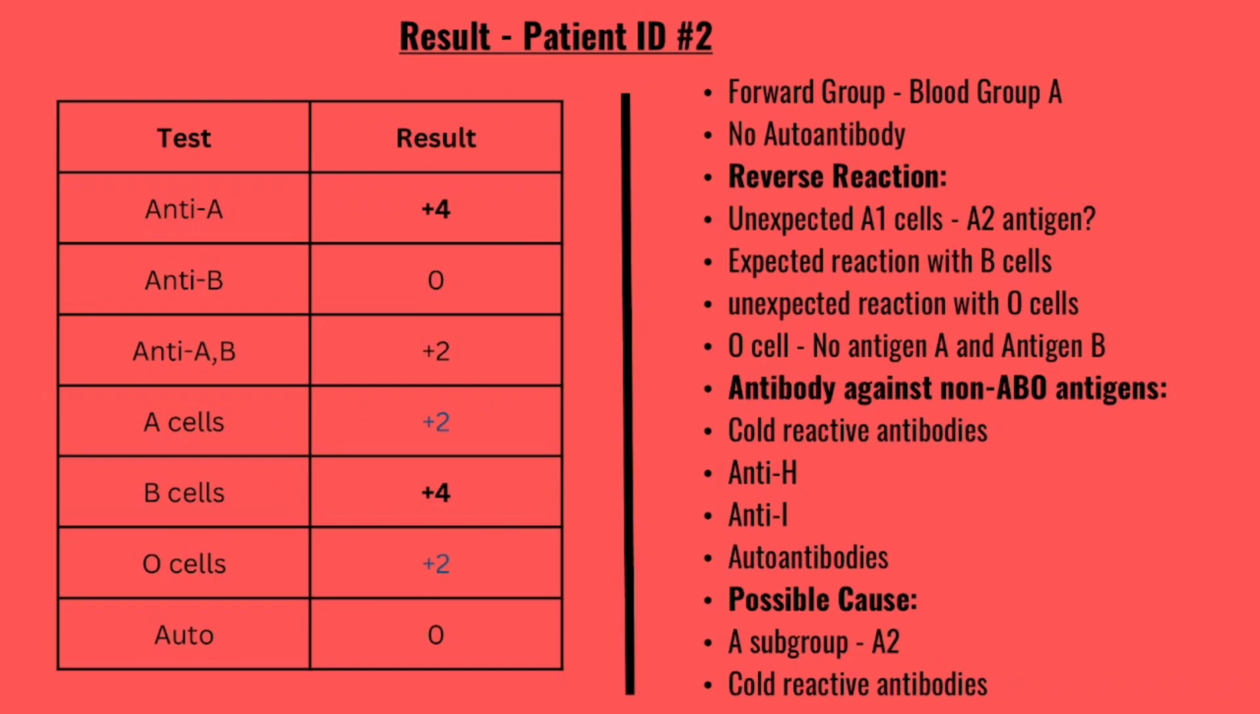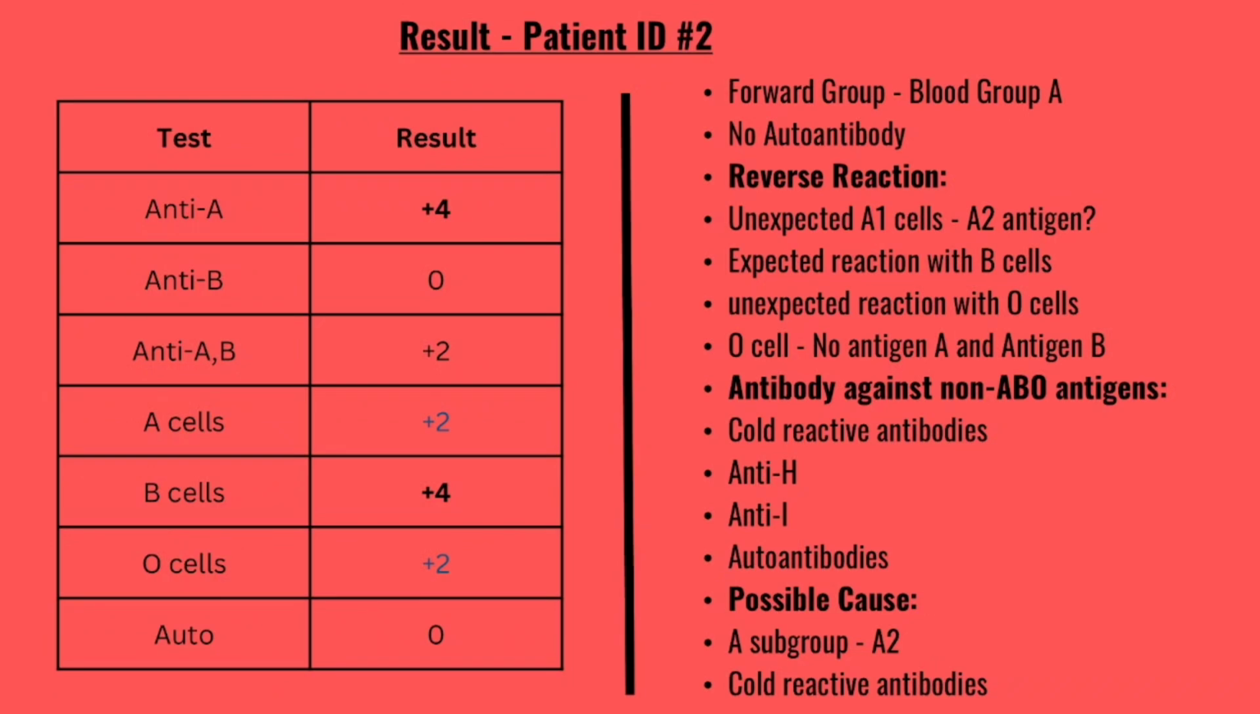And of course, the autoantibody check, meaning the cell of the patient tested against the patient plasma, is negative, which is fine. What this does for us is it helps us to rule out that these very weak reactions we are seeing, which are causing this ABO discrepancy, are due to autoantibody, which is very, very fine.